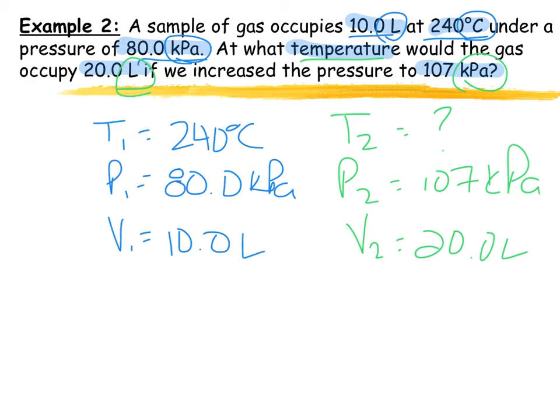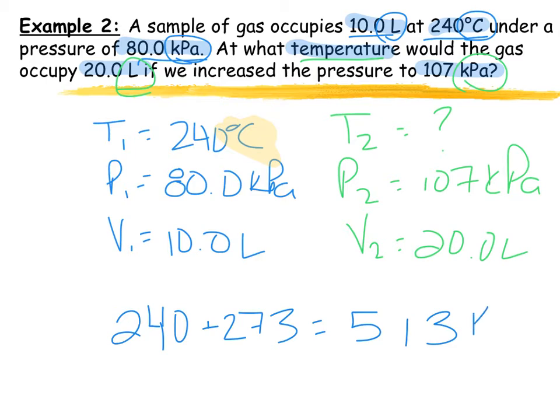Before we move on to use the formula, we want to double check our units. I see a red flag here, degrees Celsius, the biggest no-no in gas laws. So the first thing that I want to do is convert that to Kelvin. I'm going to take 240 and add 273 to get 513 Kelvin. So that's what I would use for my T1.